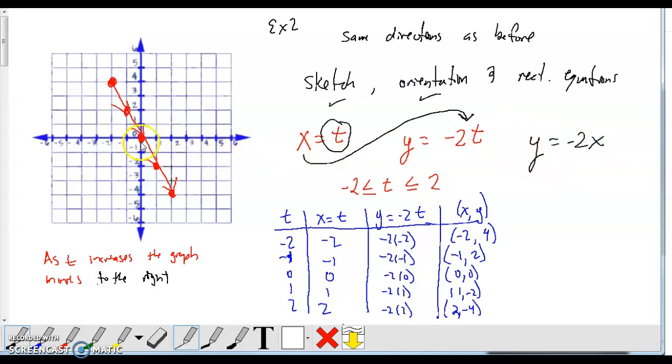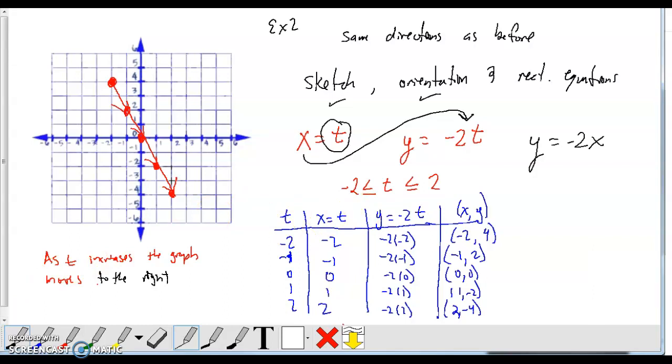I don't have a y-intercept, it's at 0. My slope is negative 2, so down 2, and then over 1. Again, down 2, over 1, down 2, over 1. We would just have to figure out where we want to start our time, so to speak. All right, let's try a few more.